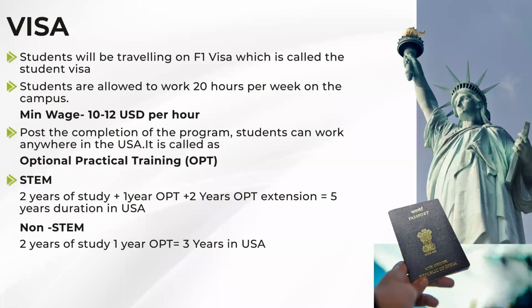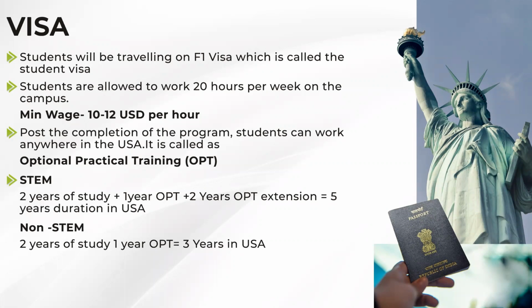If your program is starting in, for example, 1st of August, you can only go on 1st of July or later than that, not before that. That is one of the visa rules. Now, students are allowed to work 20 hours per week on the campus. Now, in USA, no matter what university you are studying at, you can work part-time when your program starts if you just wish to have an extra income. Now, let me tell you, this will not cover your living expense, but it can cover your slight miscellaneous expenses.